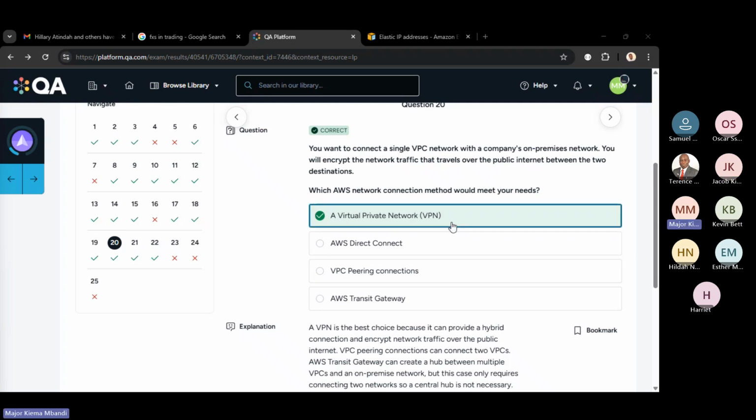Yeah, the one is encryption. The other thing is that it'll pass over the internet because Direct Connect doesn't use the internet. So VPN is the one that uses the internet, and since the internet is not that secure, the security mechanism that is used to protect your traffic is encryption using tunneling. So I think that's it, you can move.